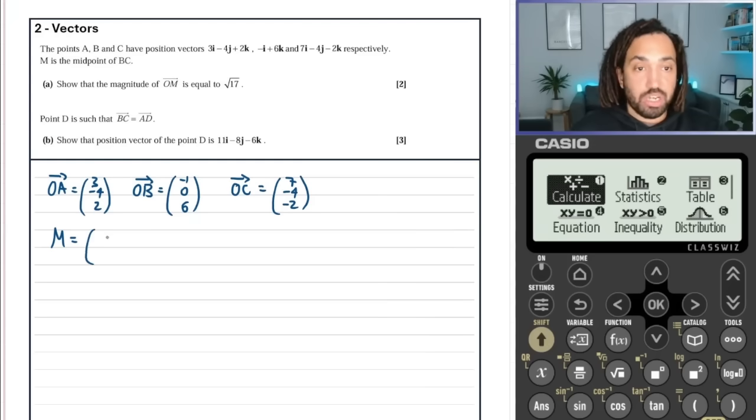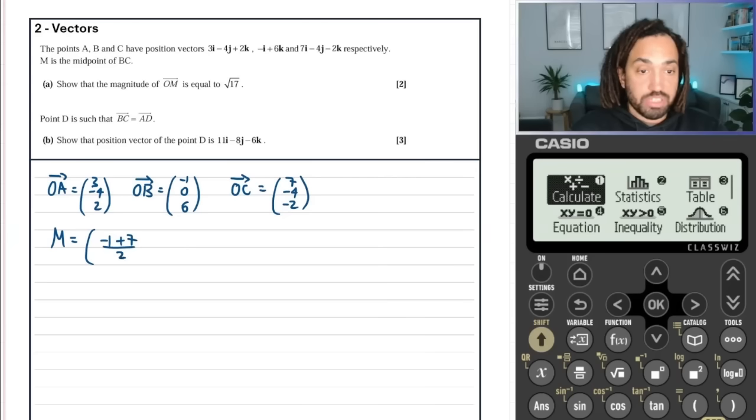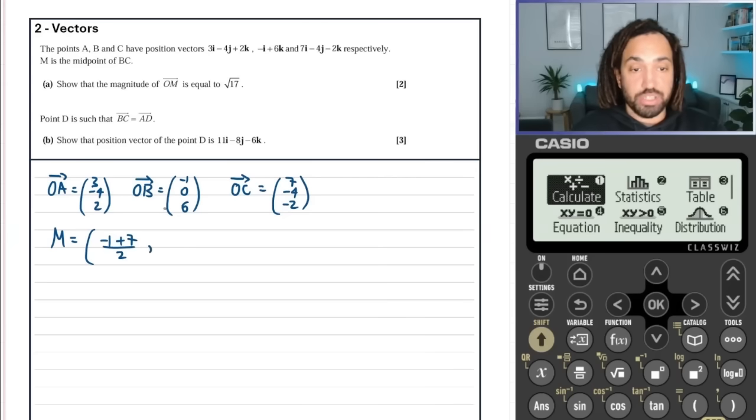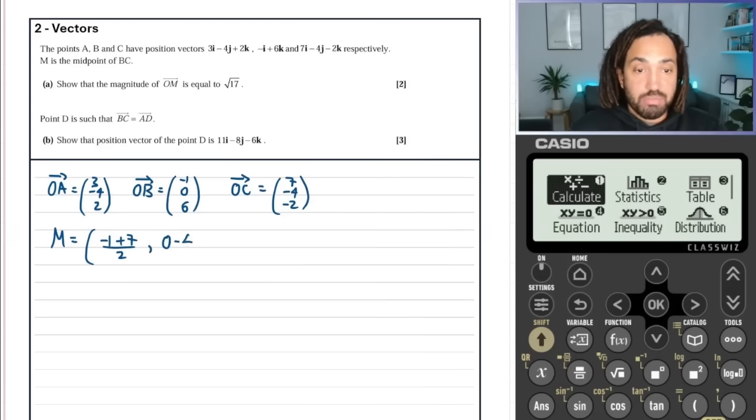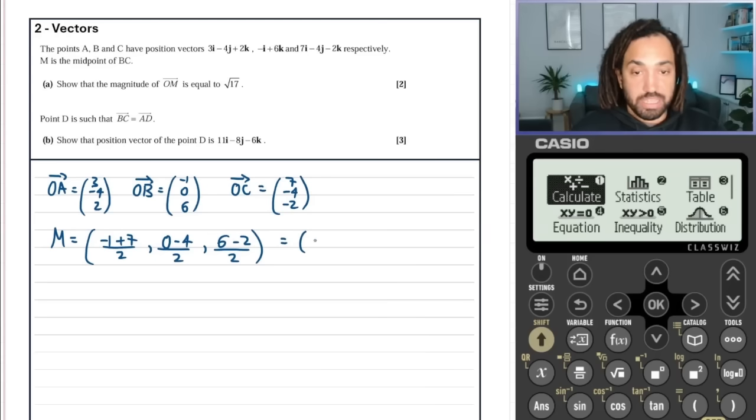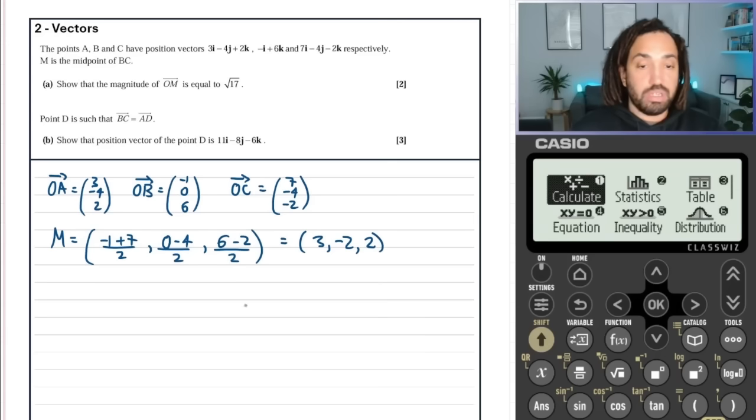So the average i position, and we've got B is -1, and C is 7, so we take the average by adding them together and dividing by 2. And then we'll do the same for the j's, and we'll do the same for the k's. Okay, great. So this gives us the coordinate of M, which is going to be 3, -2, and 2.